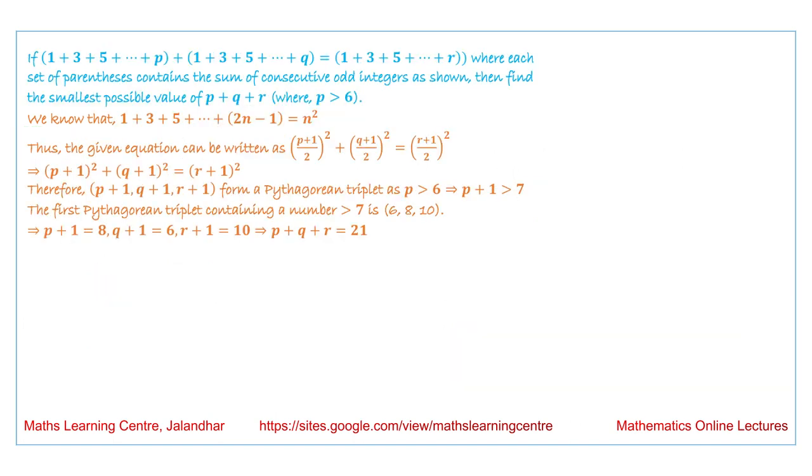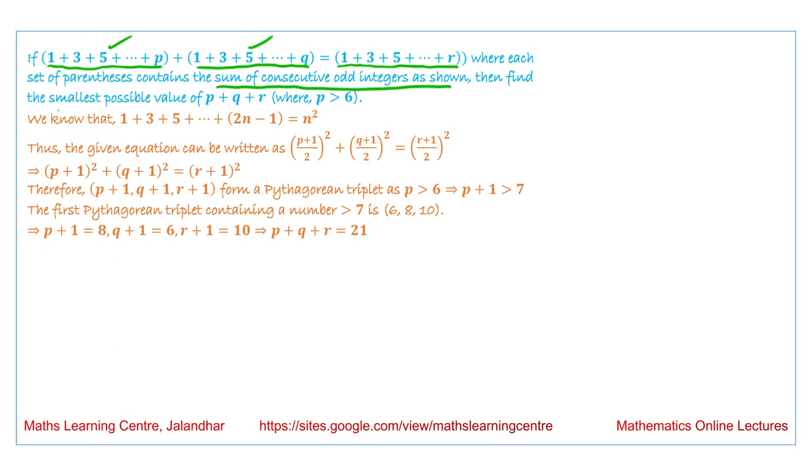Now next we have: if 1 plus 3 plus 5 so on up to p, plus 1 plus 3 plus 5 so on up to q, is equal to 1 plus 3 plus 5 so on up to r, where each of the brackets contains the sum of consecutive odd integers.